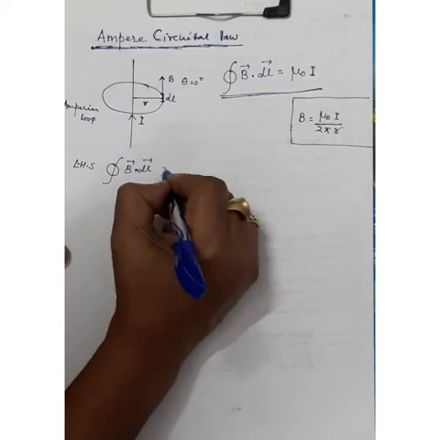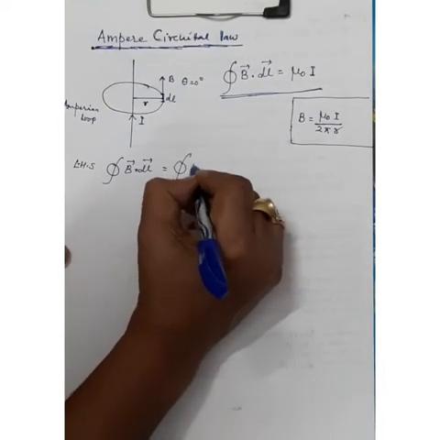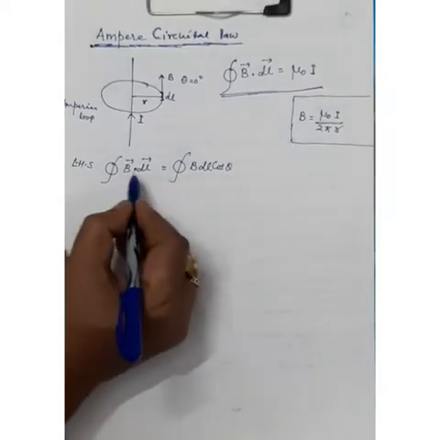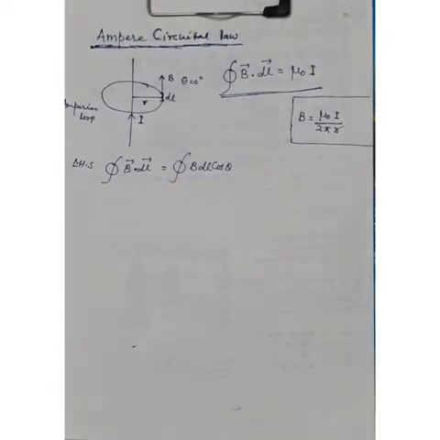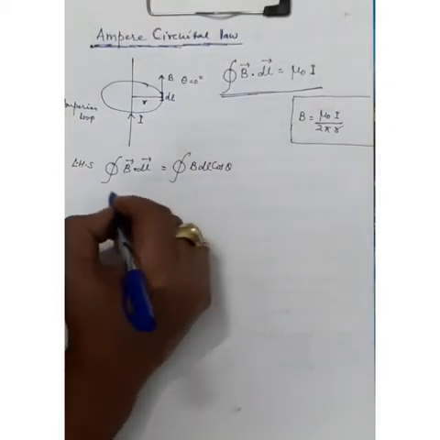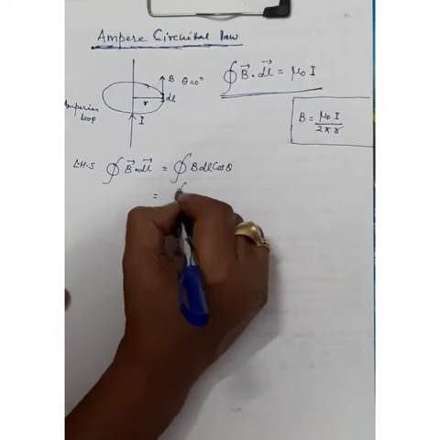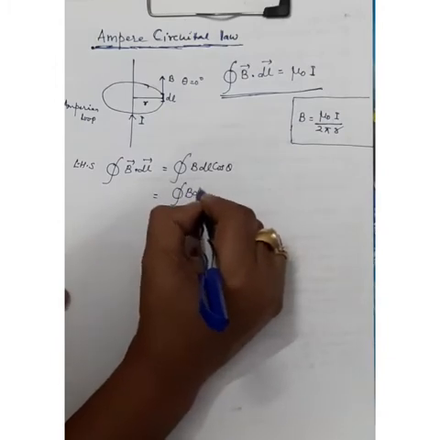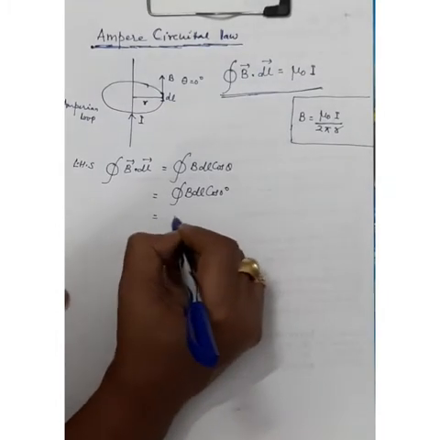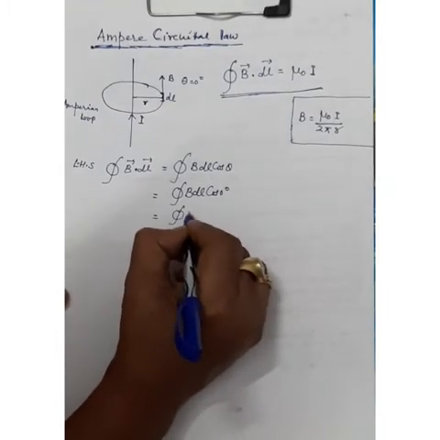So we can write it as B dl cos theta, because B dot dl is the dot product of two vectors, and the dot product of two vectors is B dl cos theta, where theta is the angle between B and dl. From the diagram it is clear that theta is 0. So we can write this as B dl cos 0 degree, and it is B dl only.